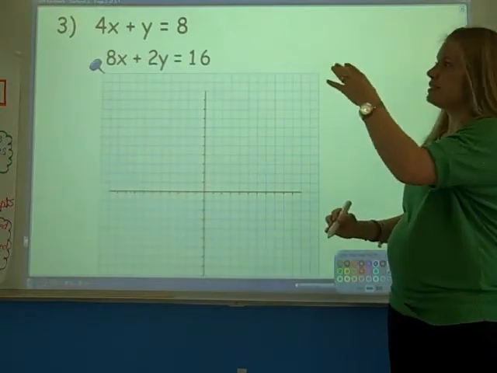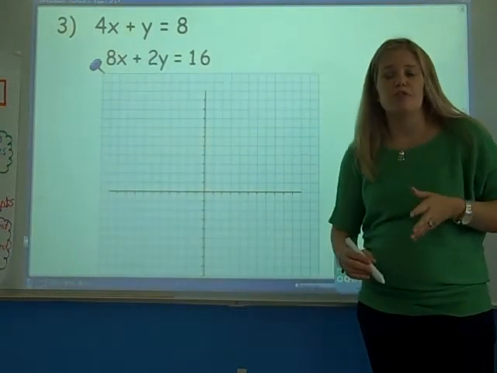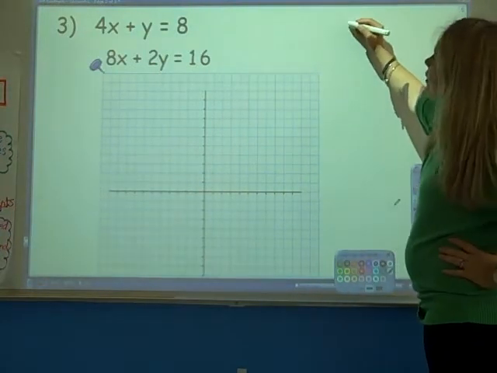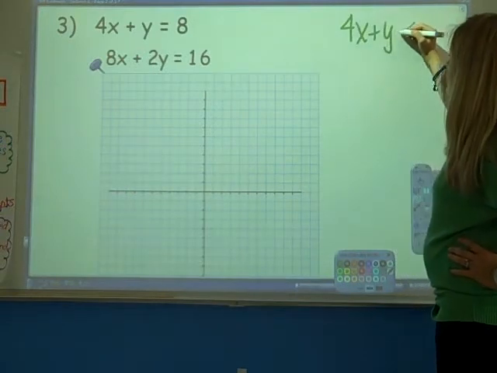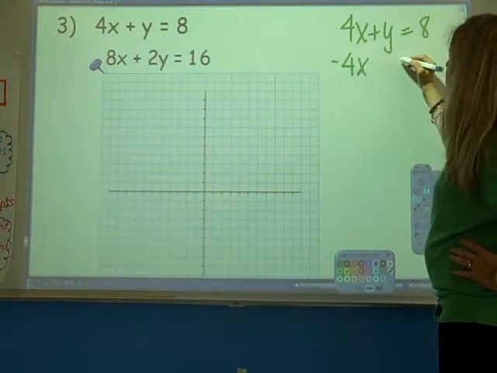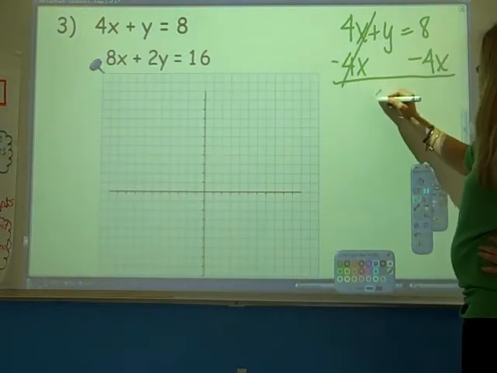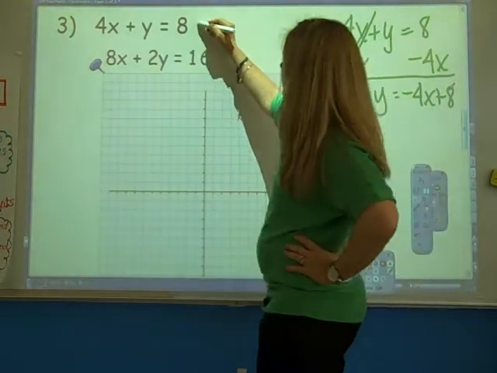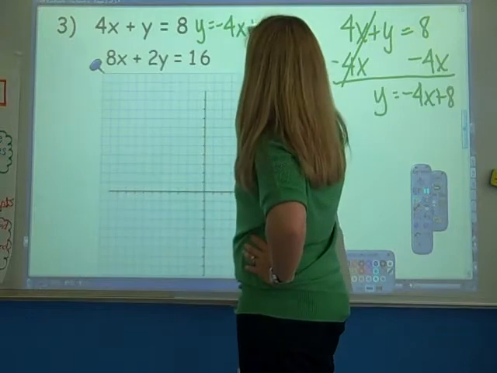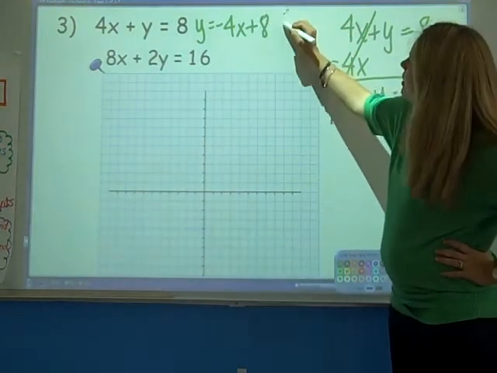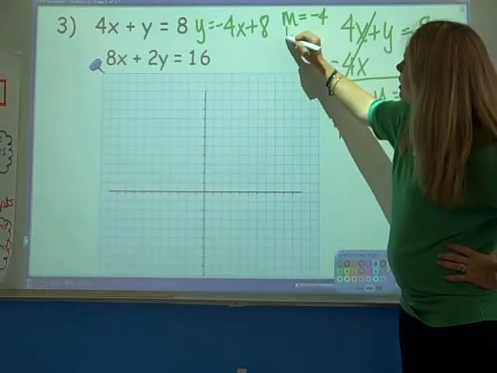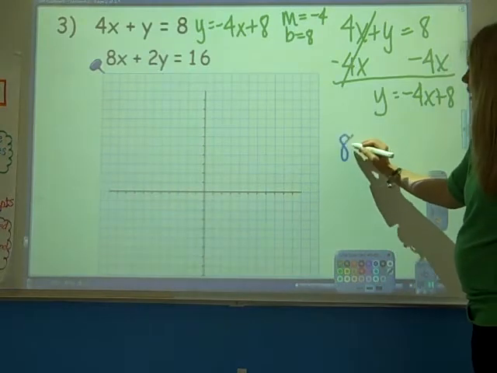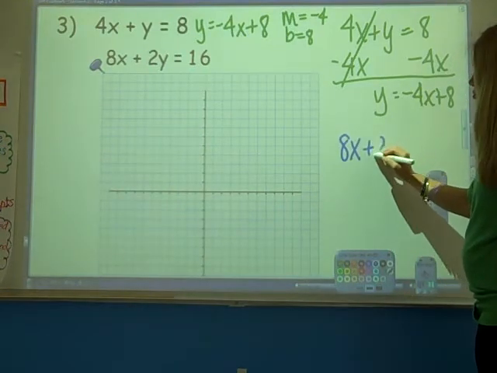Okay, this is not in y-intercept form, so what I'm going to do is move things around so that it is in y-intercept form. I'm going to do that off to the side here. I have 4x plus y equals 8. I'm going to subtract 4x from both sides. Y equals negative 4x plus 8. So this equation is y equals negative 4x plus 8, which means that my m is negative 4 and my b is 8. When I do the other one, I have 8x plus 2y equals 16.